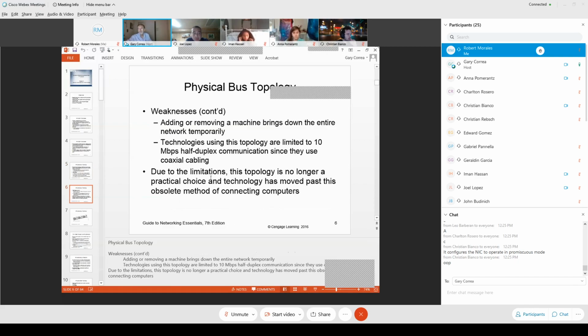Here it is. Due to its limitations, the bottom dot: it's no longer a practical choice, and we've moved past this obsolete method. We don't use the bus anymore. Now, a few people say, okay, I got that, Professor, now you can move on. But a few genius people are going to say, Professor, could you tell me why that is not possible? Why doesn't the bus work? And yes, we're going to find that out. And hint, hint, yes, you need to know this for my first test.